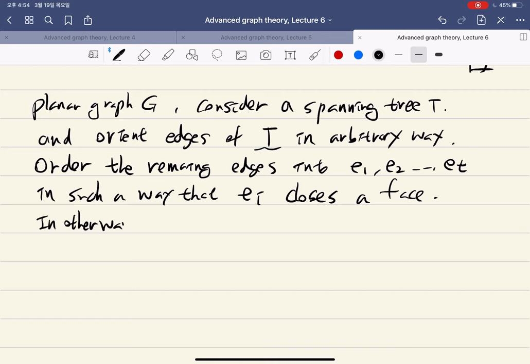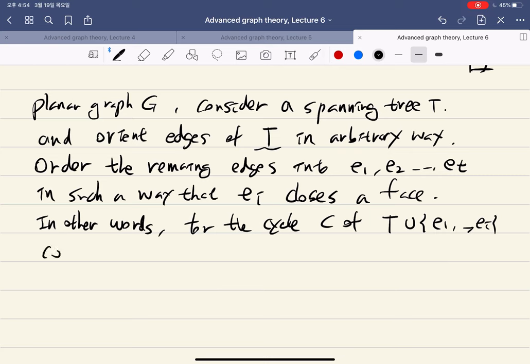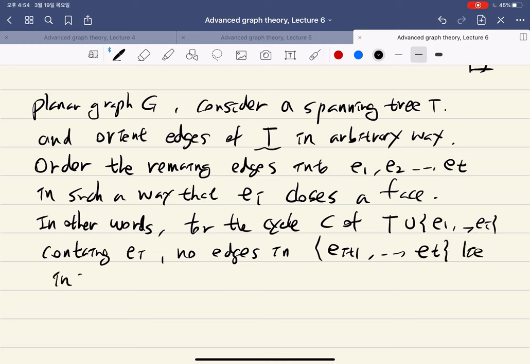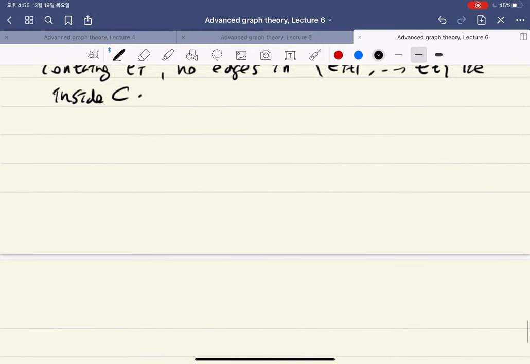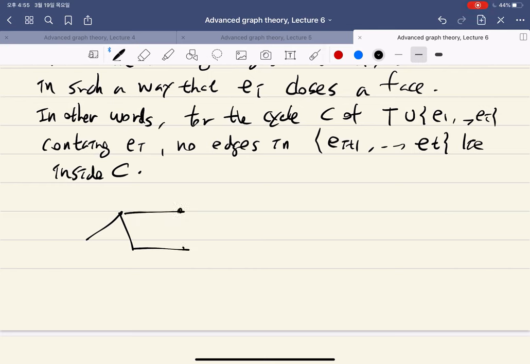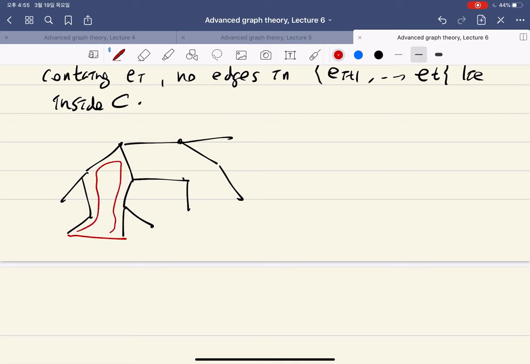In other words, for the cycle C of T union E1 to Ei, say, containing Ei, no edges in Ei plus 1 to Et lie inside C. So what it means is that if you have this spanning tree, once you add this edge, this encloses an internal face. We don't consider the outside face as a face. So it encloses this one internal face.